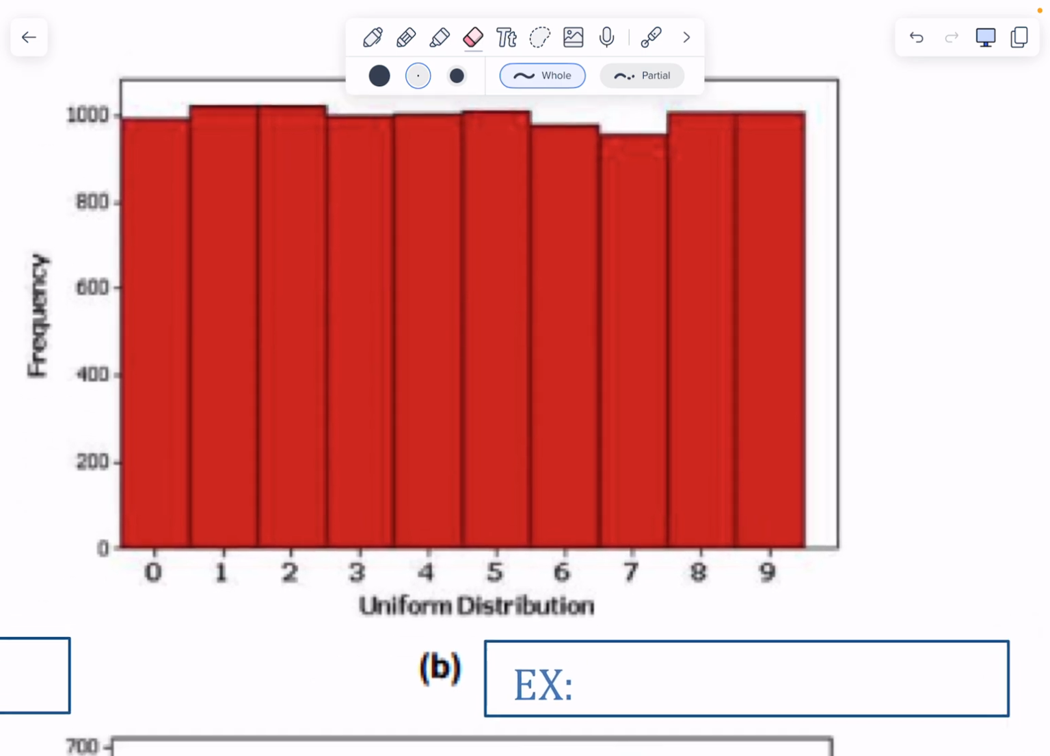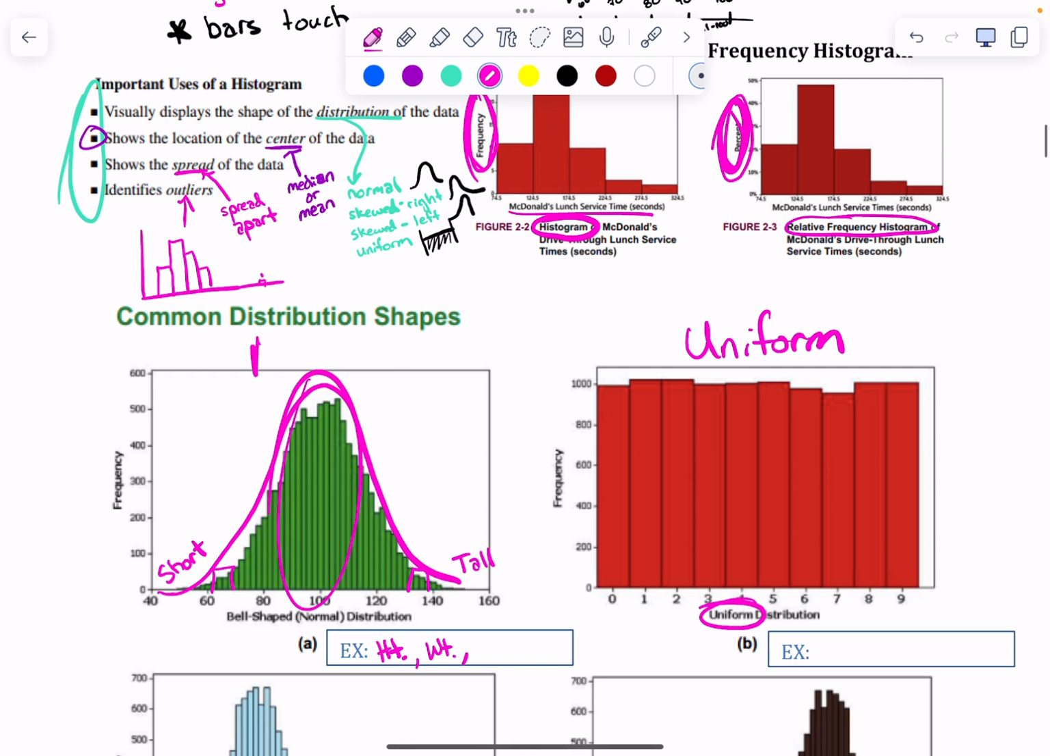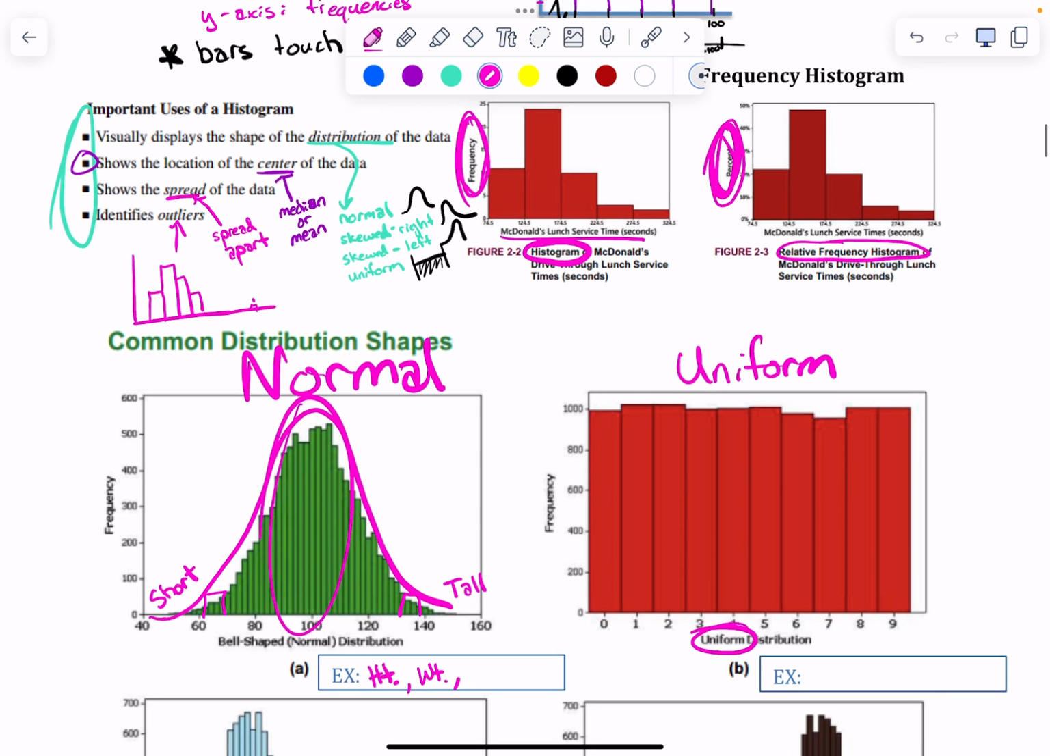This is a uniform distribution. If you can't see this very well, there's uniform. I'm going to make this label bigger. Uniform. Make these bigger. This is normal. Make those labels bigger, right? You can see them down below, but make this bigger so that you can identify them easier. Uniform distribution. When might this happen?